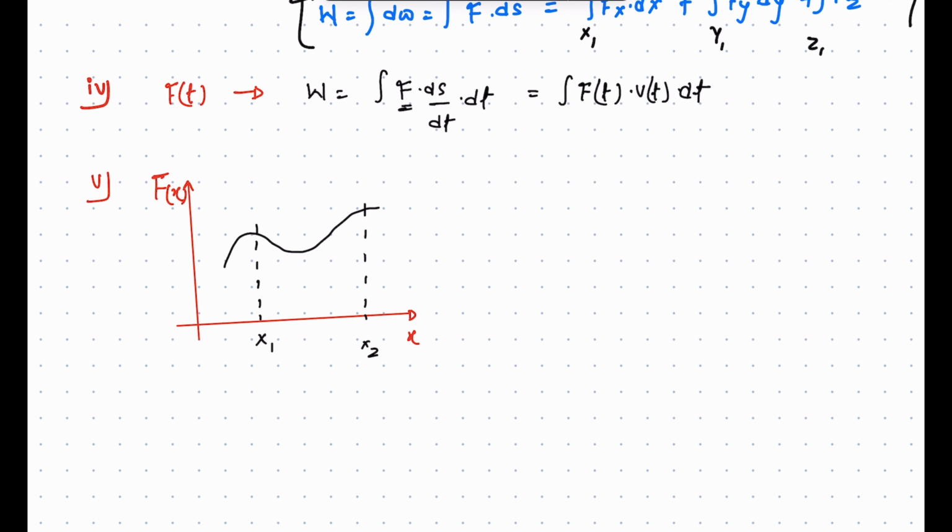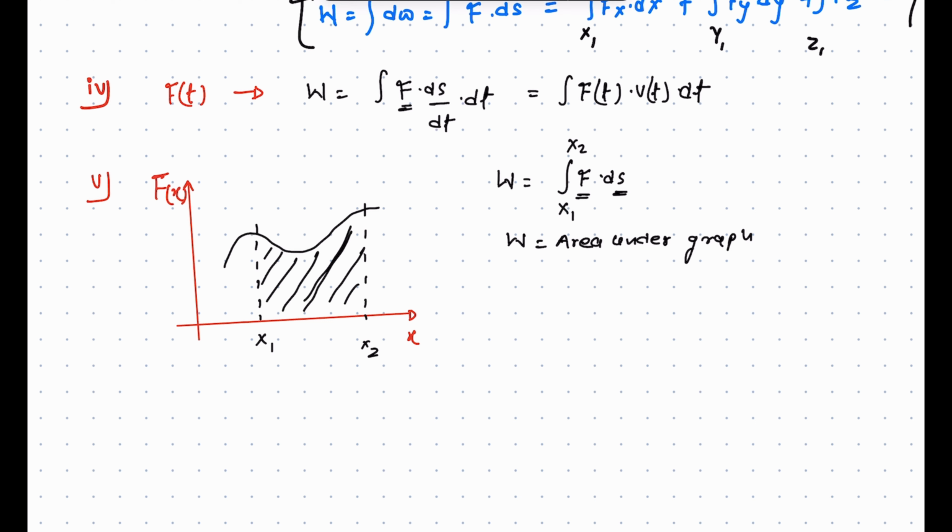Basically, I will say that the work done is the integration of F vector dot ds vector from x1 to x2. If you look at this integration from the mathematics point of view, it is the area under the F and s graph. s is basically the displacement x. So this becomes the area under the graph. Sometimes in the JEE they can also ask this question directly, where they give the force and displacement graph and we need to calculate.